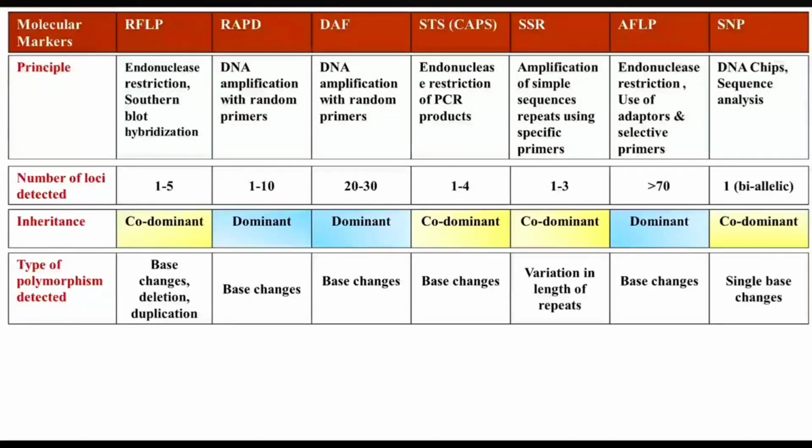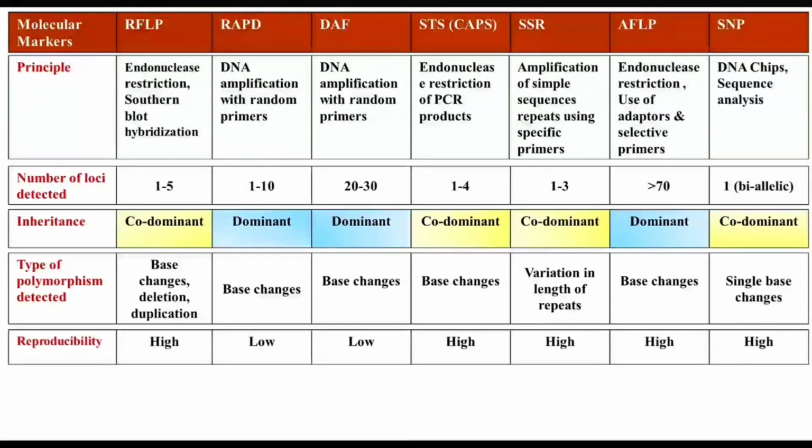Then comes the type of polymorphism detected. In RFLP it is base changes, deletion, duplication. In RAPD, base changes; DAF is also base changes. Same is the case with STS, CAPS, that is base changes. In case of SSR, that is variation in length of repeats. You need to note this down. AFLP, it's base changes. Then SNP, it's single base changes. Note it down, single base changes.